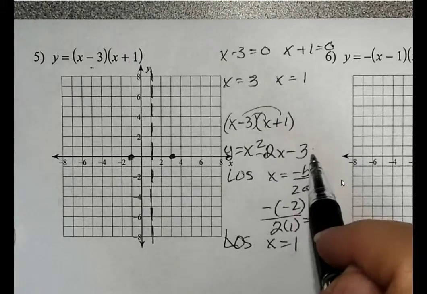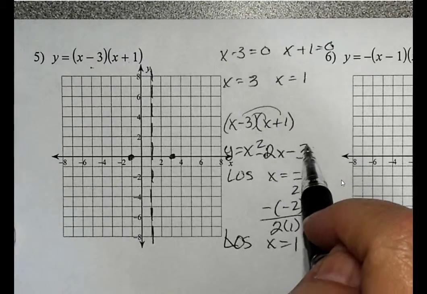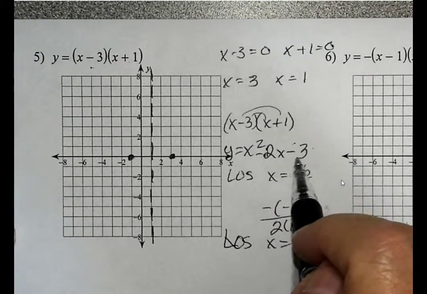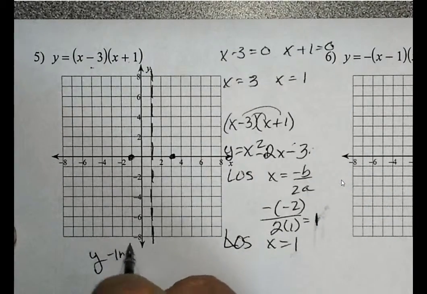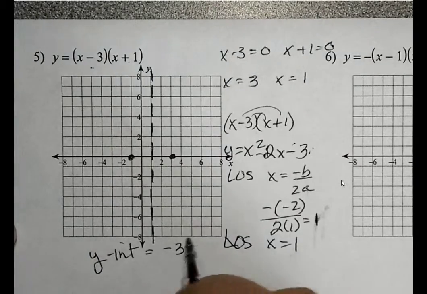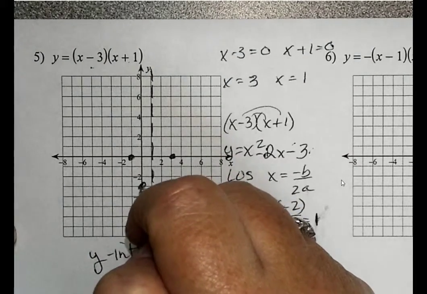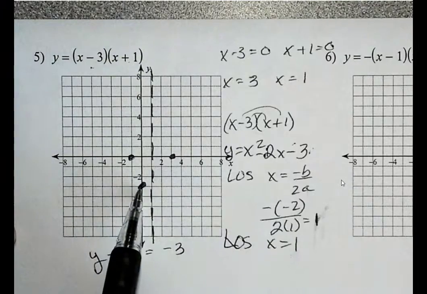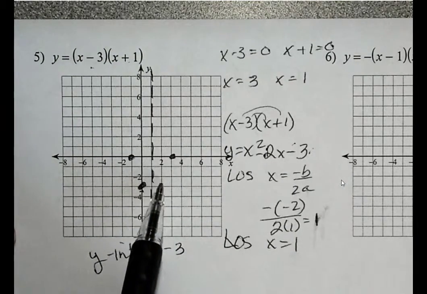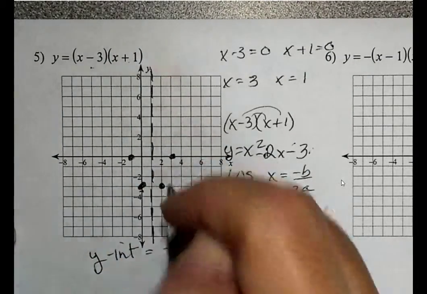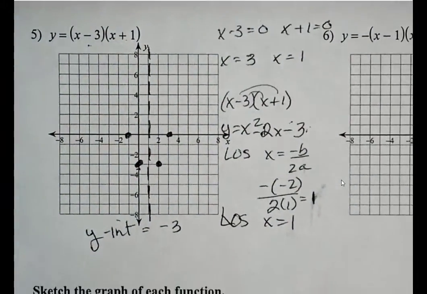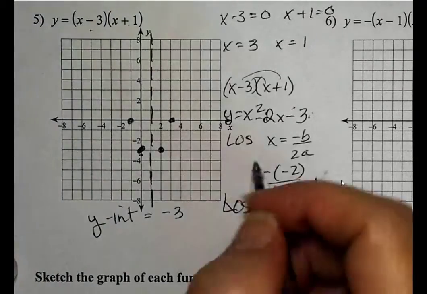I know that I'll find my vertex in a second. I can look at this and I see that I have the value of c already. So my y-intercept, I'll put it over here, is equal to negative 3. I know that if I have a point to the left of the line of symmetry, I have its mirror image to the right. So I can add another point right there. And then finally, I'm going to take a moment and figure out the rest of my vertex.